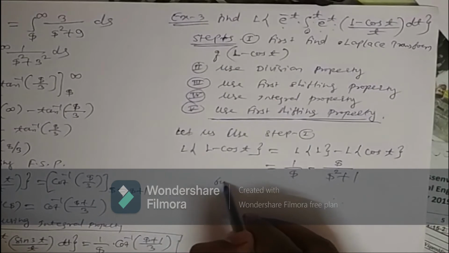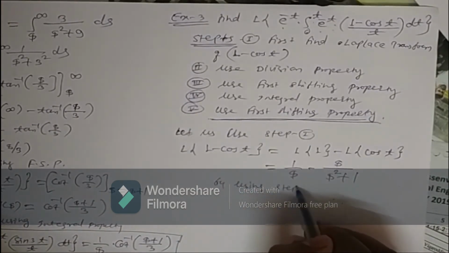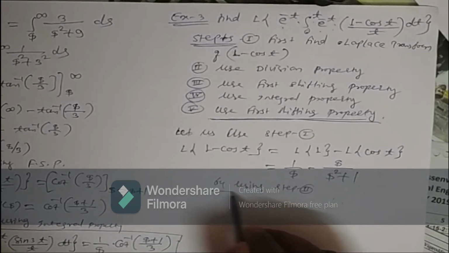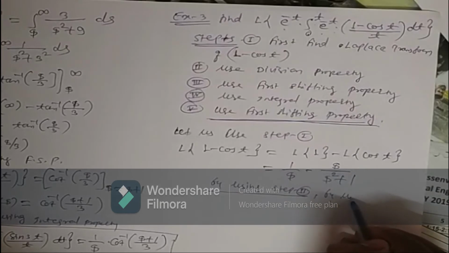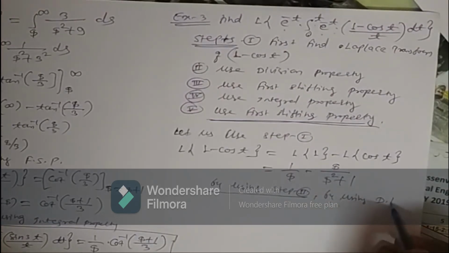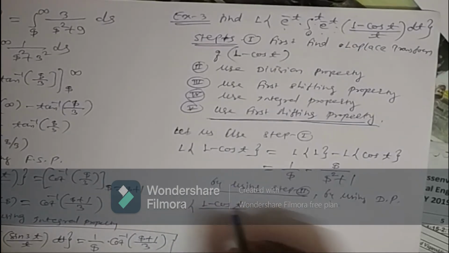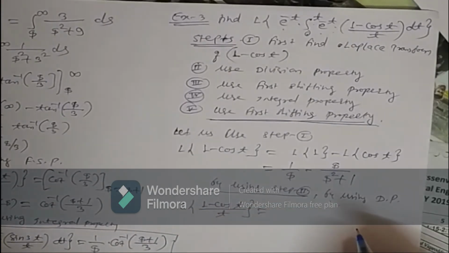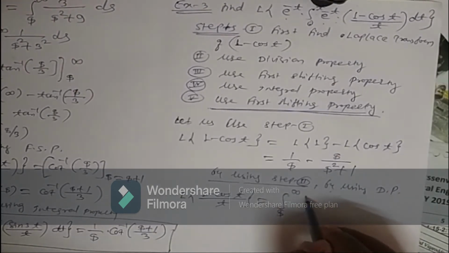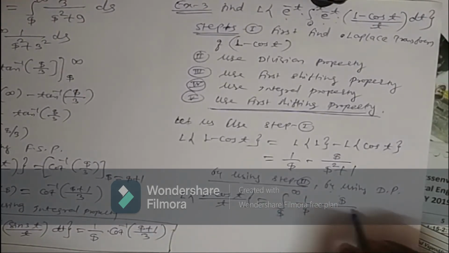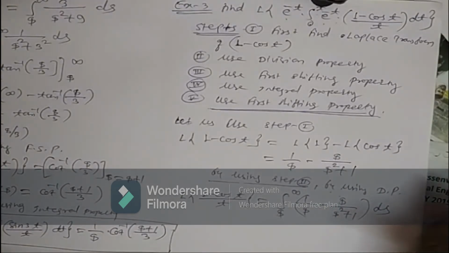So by using step 2, अब स्टेप 2 में क्या करना है आपको? बाय यूजिंग डिवीजन प्रॉपर्टी. So Laplace transform of 1 minus cos t upon t is equal to what we get? Integration from s to infinity 1 upon s minus s upon s square plus 1 into ds, isn't it?